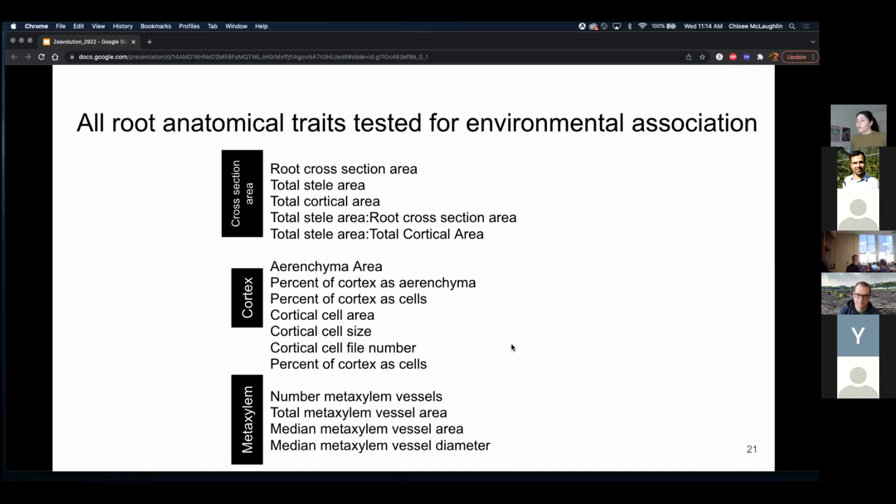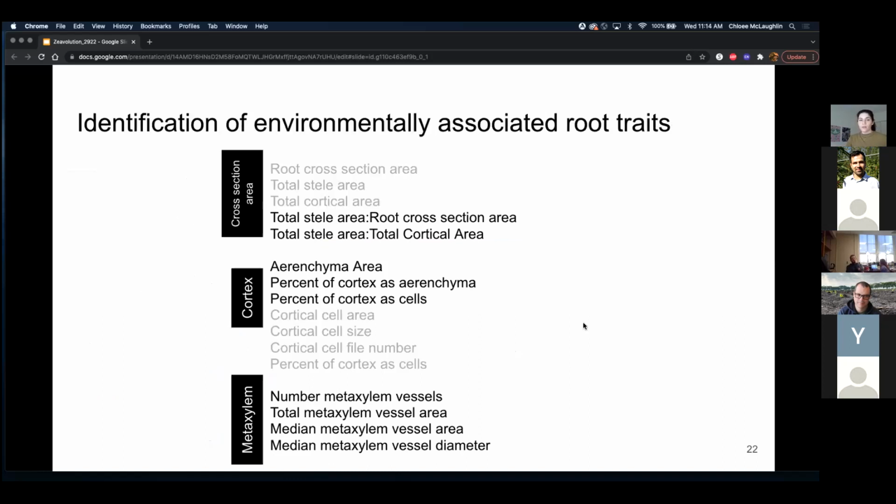So just to remind you of our 16 traits of interest, these are all the anatomical traits that we tested for environmental association. And of the 16 traits, we found that 9 had significant variation described by environment through using the Boruta method. I'm not showing what aspects of environment are associated with these phenotypes here, and I'll show an example of that later in the talk when we focus on one trait.